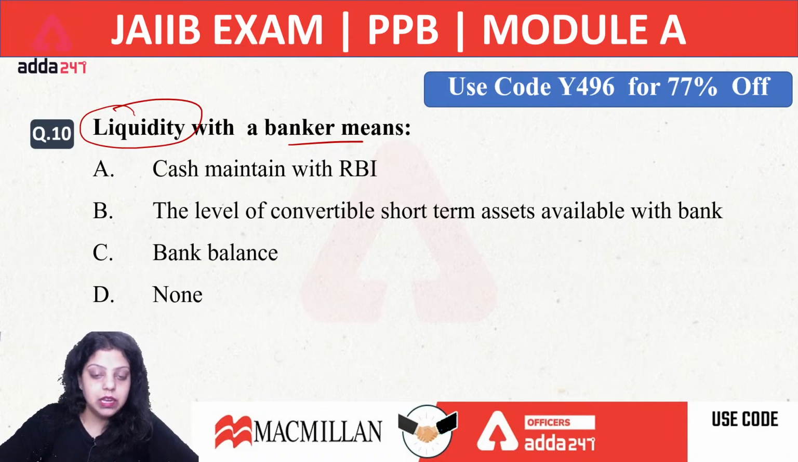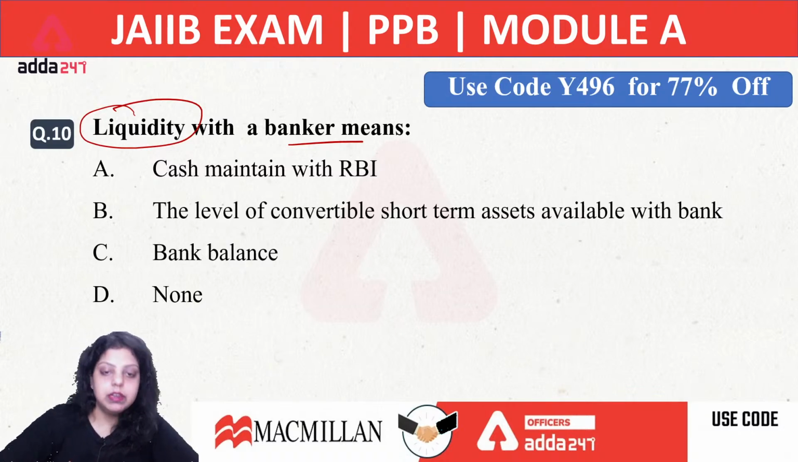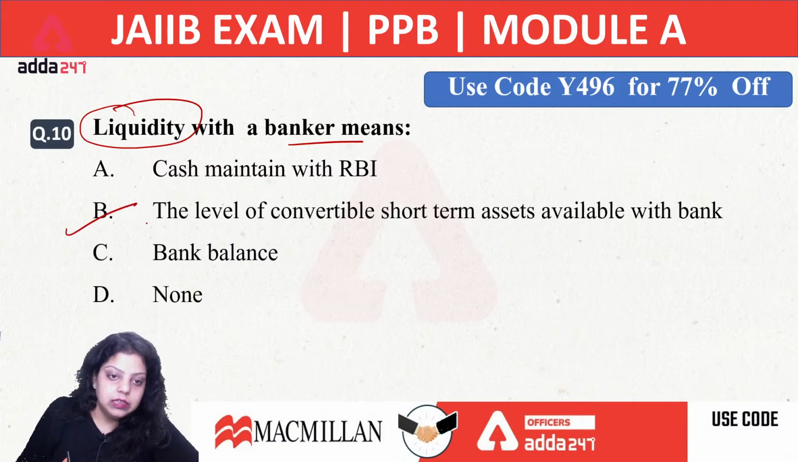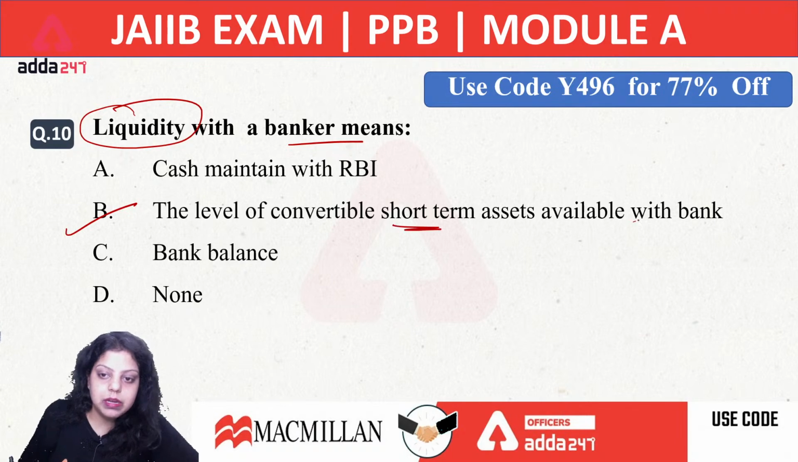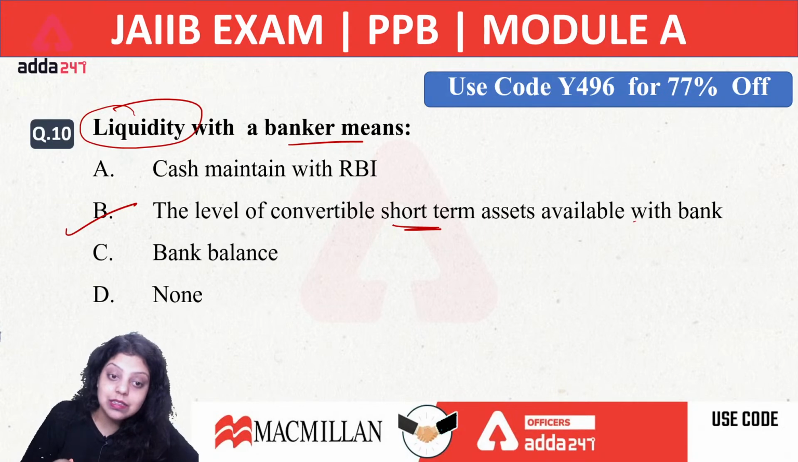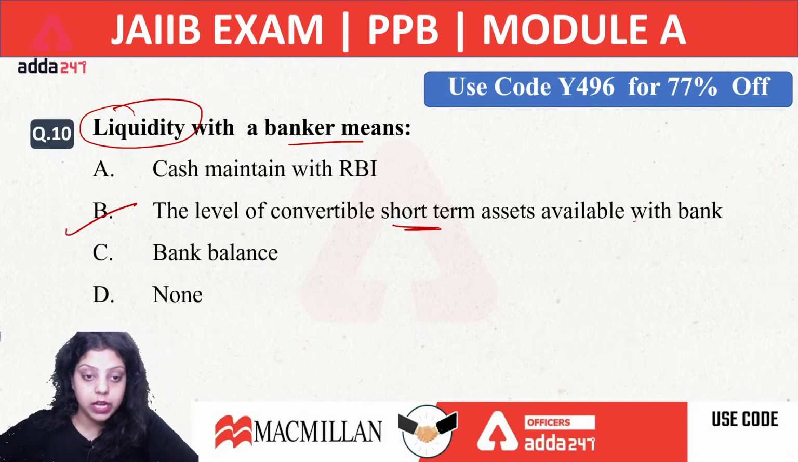B is saying the level of convertible short-term assets available with the bank. Okay, everyone is going with B option. That is true. The level of convertible short-term assets which are available with the bank. Short-term assets, because these can be easily convertible to cash. That's why it is known as liquidity with the banker.